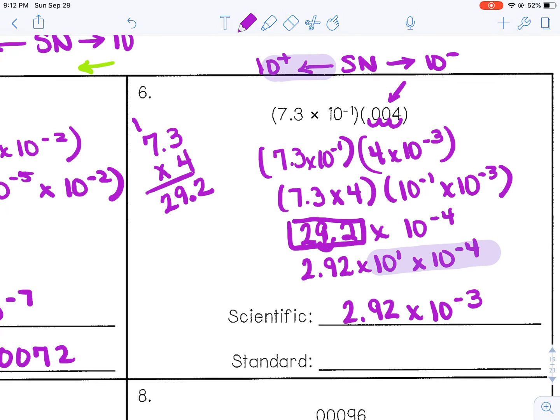Okay, going back into standard form, it was on the negative side, so I need to move the decimal to the left 3 times. So the 2 counts for 1, 2, 3, right there. So there should be 2 zeros in front of it. All right.